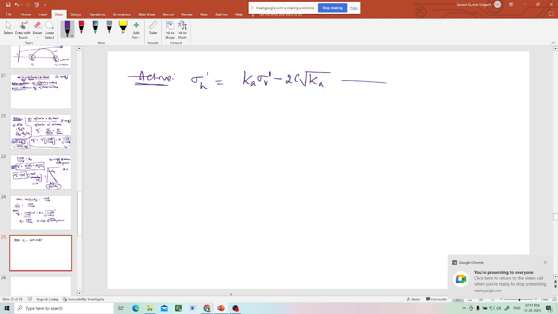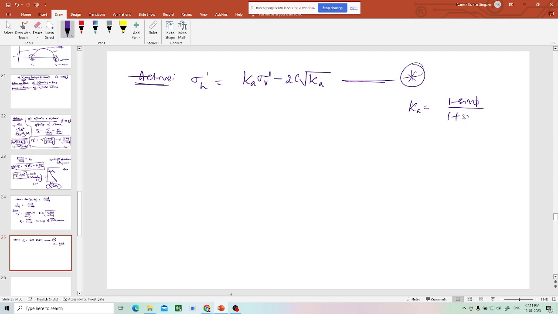So this is the equation to find out active earth pressure, where Ka is (1 minus sin phi) by (1 plus sin phi). If you are given the phi value, then you can find out Ka, then you can use this. Now, this is for which kind of soils? Ka means phi, C means cohesion. For this, you need to have the phi value and C, cohesion. It's C-phi soil.